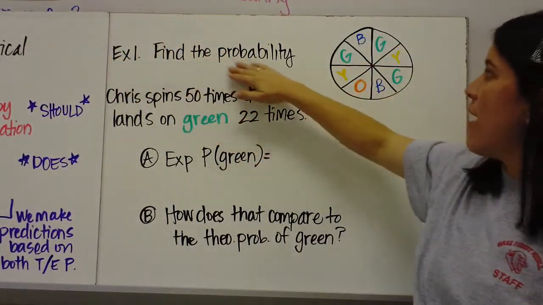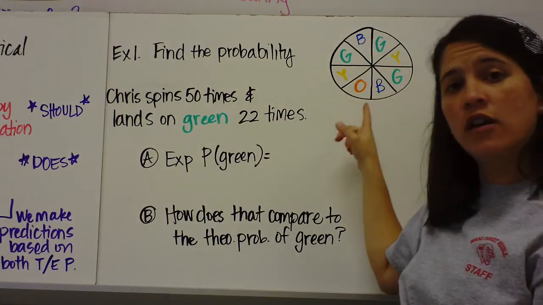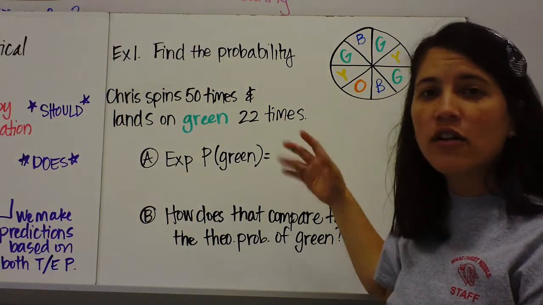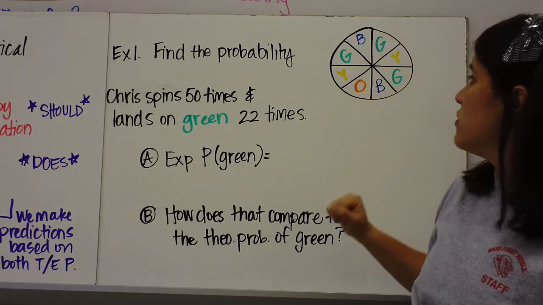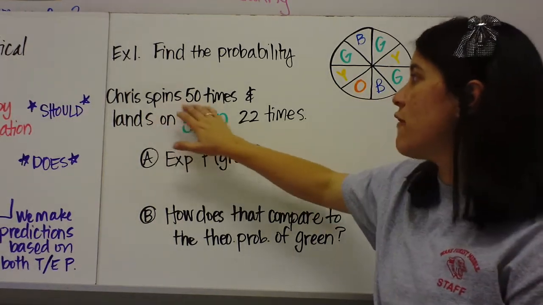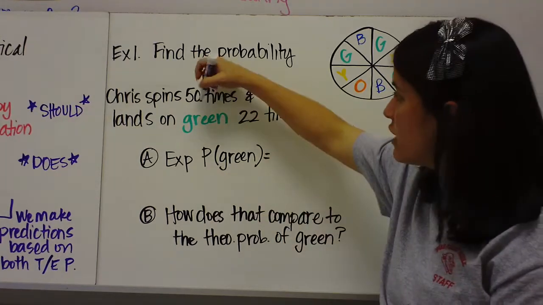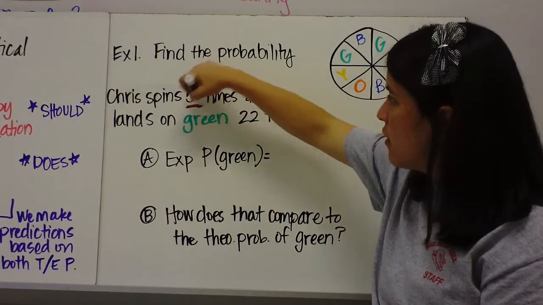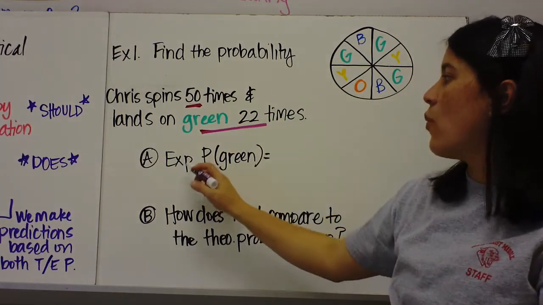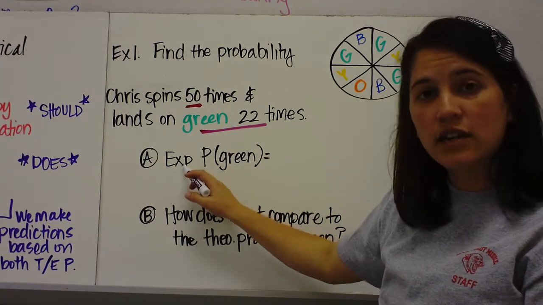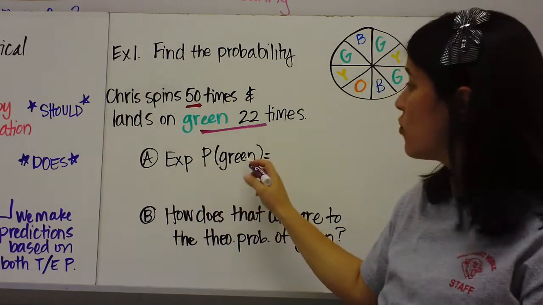All right, so example 1, find the probability. We have a spinner over here, and I didn't write out all the colors, I just used the colors. So we have blue and green and yellow and orange. Chris spins it 50 times, so he's doing an experiment, and he lands on green 22 times. So what is the experimental probability of green?